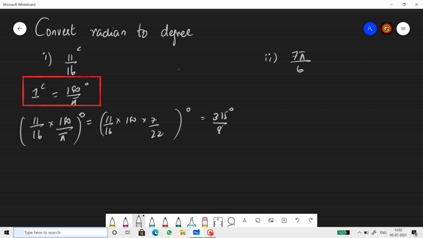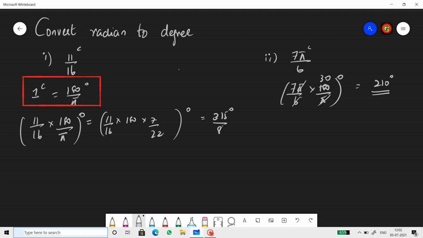Now the second one, 7 pi by 6 radian. And here pi is there, which means they haven't substituted 22 by 7 in place of pi. 7 pi by 6 multiplied by 180 by pi will give us this in degree form. Pi gets cancelled comfortably. 6 goes 30 times. So we get 210 degrees.